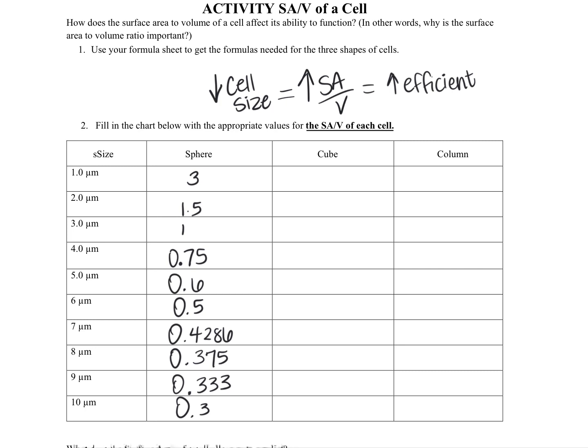Let's take this data now and see how we would graph it. So when I do this graph, I'm going to turn my paper landscape, so that means sideways. And along the y-axis, I'm going to put the surface area to volume ratio. And along the x-axis, I'm going to put the size of the cell. So I'm going to start with the data for the sphere. Now, when I look at my graph, I can see that at 1 meter, the surface area to volume ratio of the sphere was 3. So I'm going to go ahead and put a dot right here for the sphere.